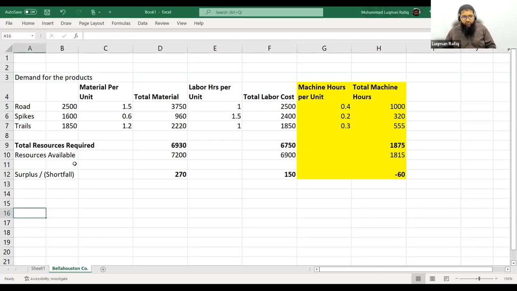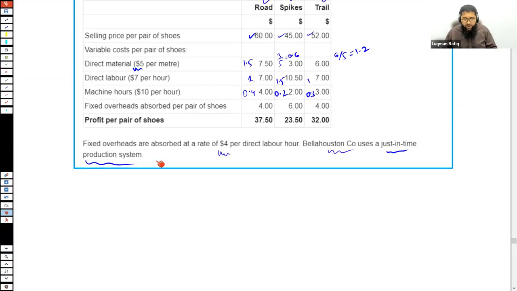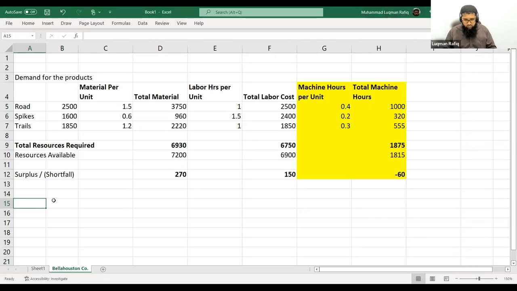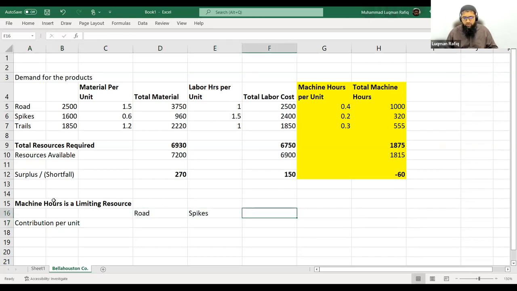So what would you do? You would try to identify the contribution per item. So basically, machine hours is a limiting resource. Now, what next? How would you go about doing the calculation? You would say that the contribution per unit for road, for spikes, and for trail.